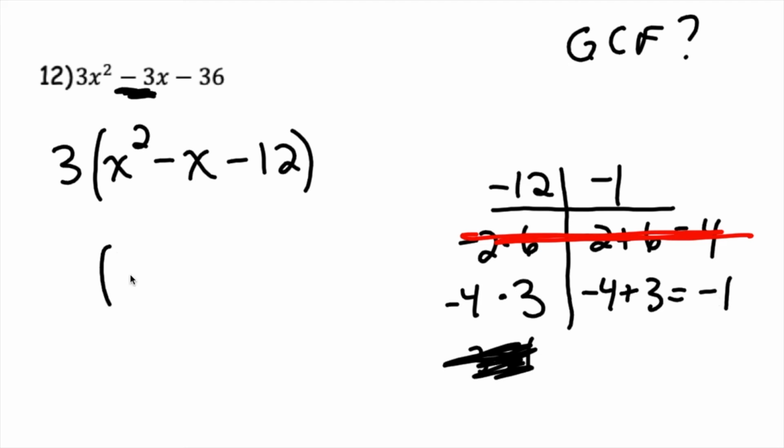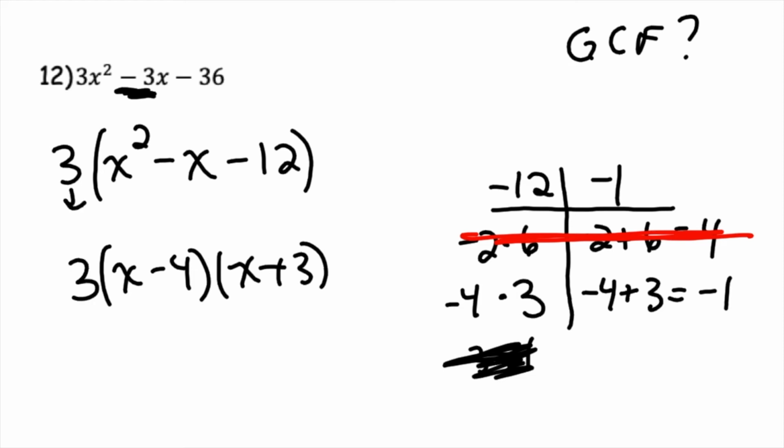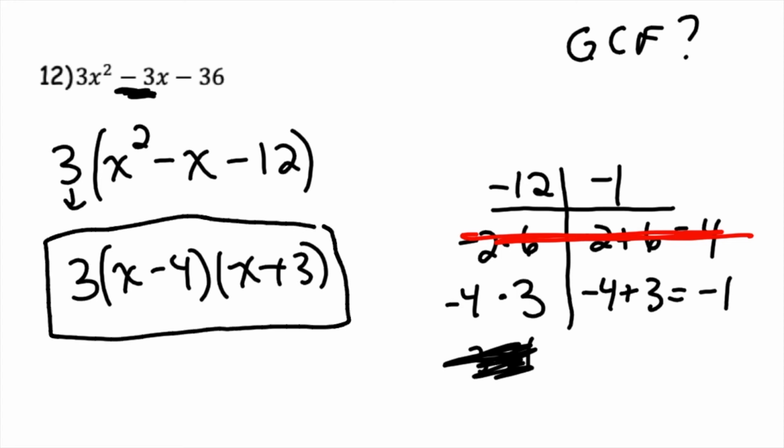So now I'm ready to write this. X, I have a negative 4, so minus 4. And then I have a positive 3, so x plus 3. And a lot of people want to leave that as your answer, but remember, we had a 3 right here. This is still part of our solution. So that is the answer to this problem. Make sure you have that 3 out front.